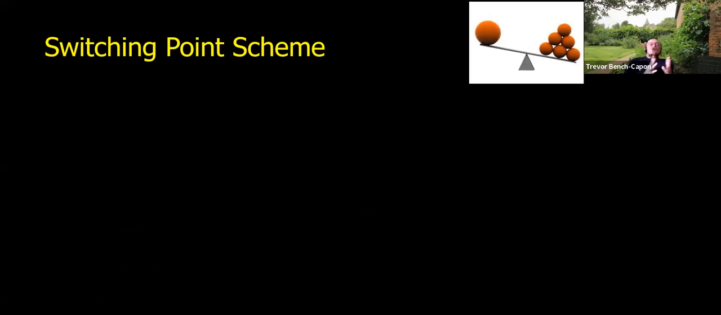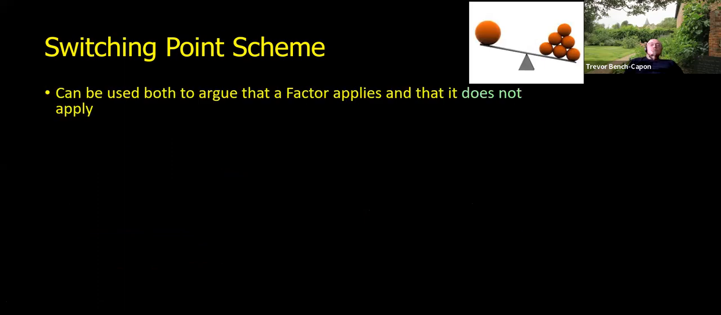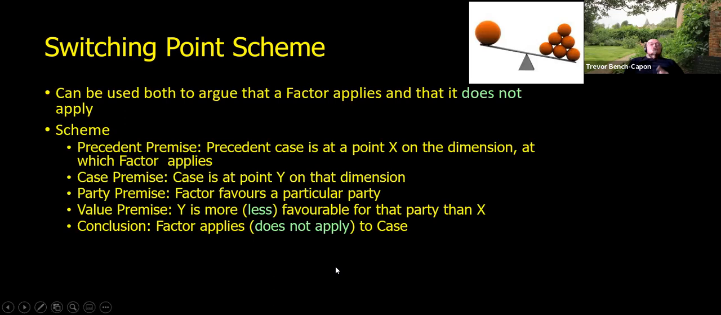Then we get the threshold, the so-called switching point theme. And this can be used both to argue that a factor applies and that it does not apply. We start off with a precedent premise, saying that there is a precedent at point X on the dimension to which the factor applies. The case premise is that the current case is at point Y on that dimension.